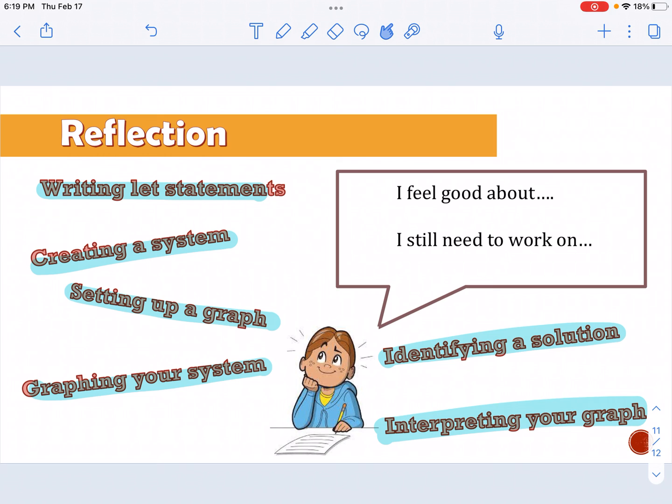So we've done a lot today, and it was a really meaty lesson on how we apply systems of inequalities.